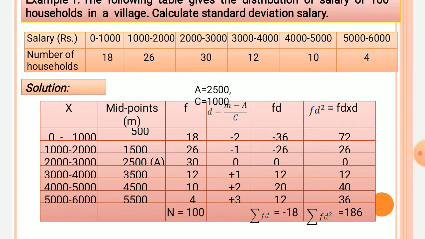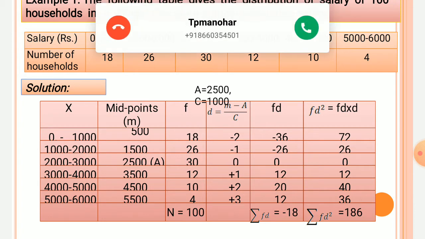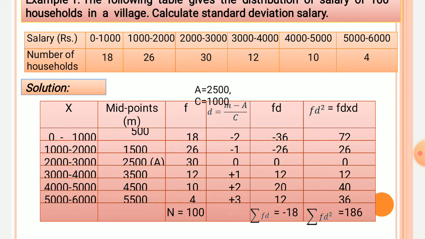And in the second column we have to calculate the midpoint, that is m or x. That can be calculated as L plus U by 2: lower limit of the class plus upper limit of the class divided by 2. So 0 plus 1000 by 2 is equal to 500.